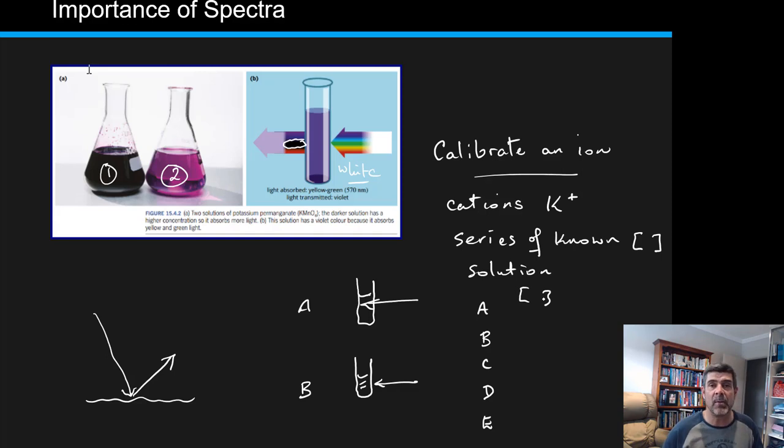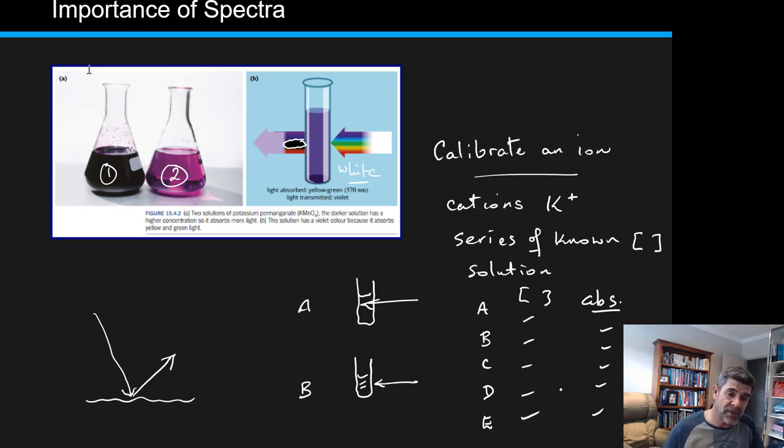What will happen is that we then look at what reading we get for each of these when we put them into the colorimeter. And that's going to pass light through them. It's going to give us an absorbance. And so we're going to end up with a series of values that are going to correspond to different concentrations.